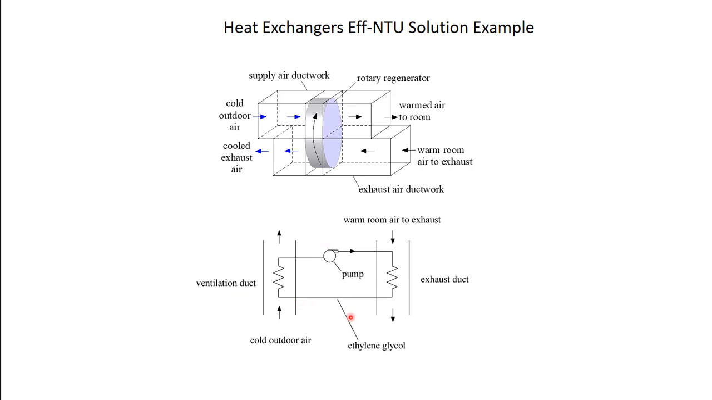So taken at a system level, this is an indirect transfer heat exchanger, right? I'm not directly transferring energy from the warm air to the cold air. Instead, I'm transferring from the warm air to the ethylene glycol, and then at a different time, that ethylene glycol is transferring the energy to the cold air. But it's an indirect transfer heat exchanger that's facilitated by two of these direct transfer heat exchangers. So it's a pretty good place for us to pull an example from.